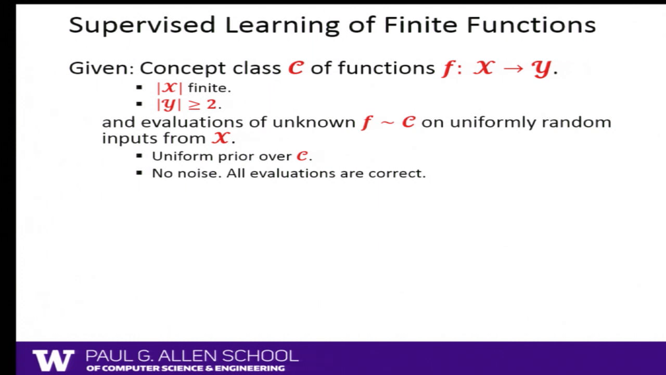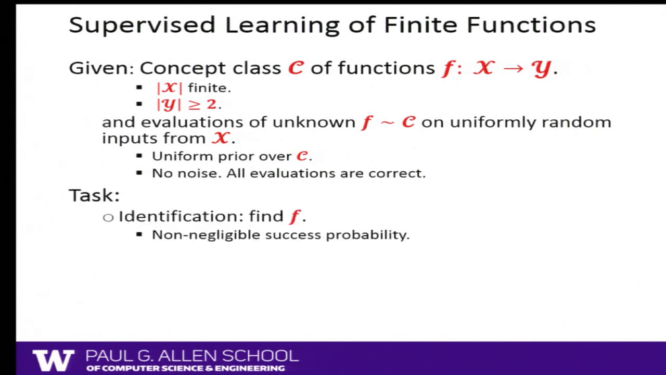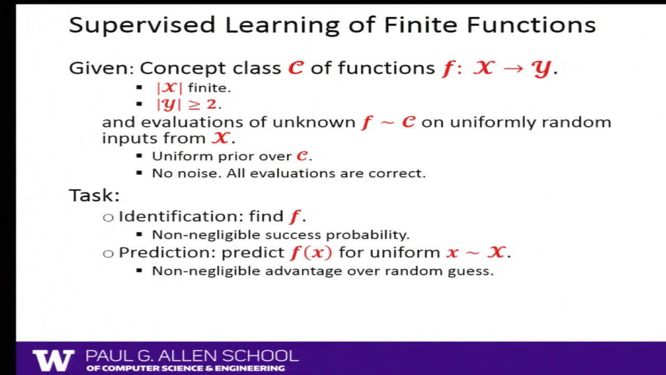There are two learning tasks in this model. The first one is identification. That is, we want to find the unknown function f with a non-negligible success probability. Here, the randomness is over the choice of the function f and the choice of the uniform random inputs. Another task is prediction. That is, we want to predict the value of f of x for uniform input x. Here, we also require a non-negligible advantage over random guess.